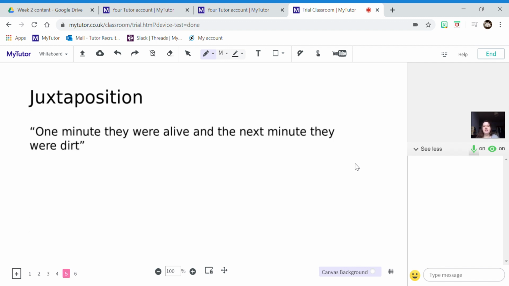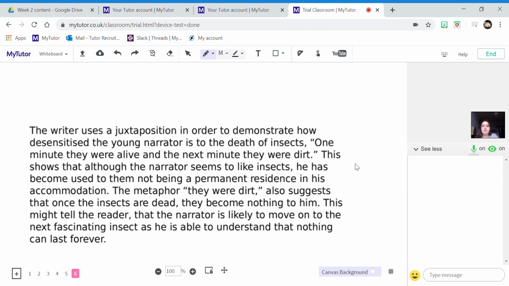So I'm choosing the juxtaposition to focus on. So one minute they were alive and the next minute they were dirt. So this is my what a good one looks like for you. So the writer uses a juxtaposition in order to demonstrate how desensitized the young narrator is to the death of insects. So first off, I'm using language features and devices by using juxtaposition, and I'm saying why she's using them.